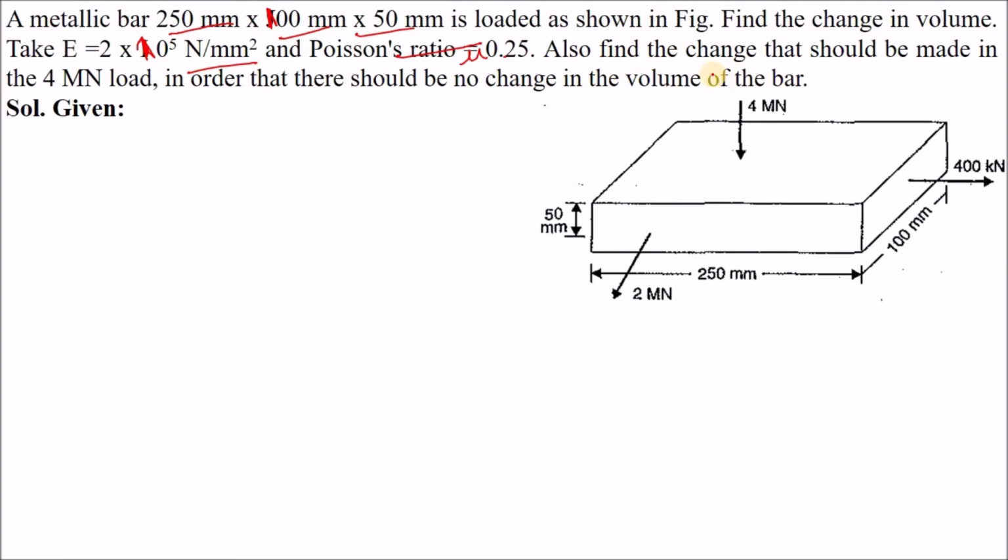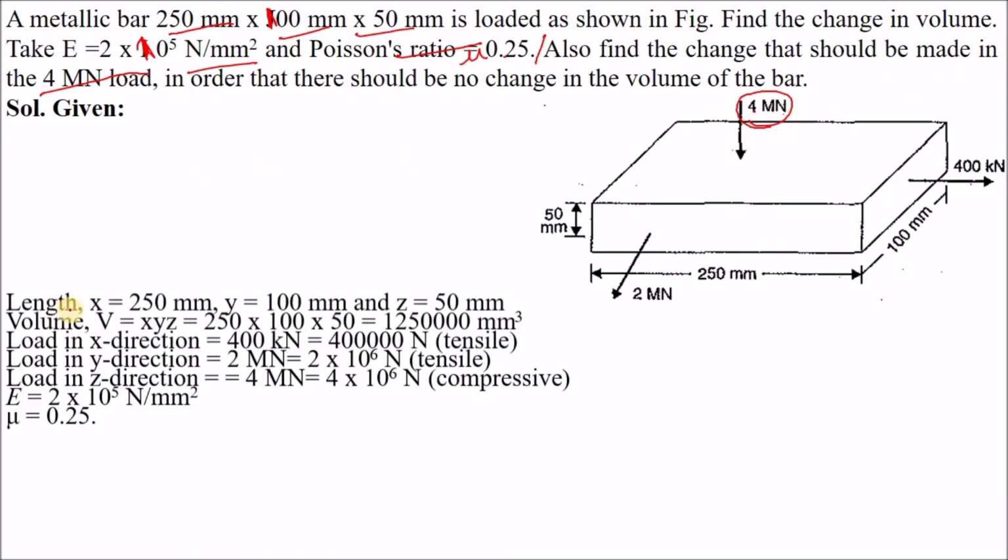Also find the change that should be made in the 4 meganewton load in order that there should be no change in volume of the bar. The first part is clear. The second part is saying we need to find out the value of this load in place of 4 meganewton. We need to change that value so that the volumetric strain will be 0. Okay, first solve the first part.